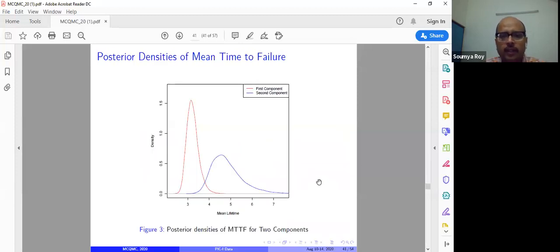Now, in reliability studies, the mean time to failure is extremely important. So we have actually drawn a sample from that mean time to failure for both these components, and this plot shows the posterior density for the mean time to failure for both the components. From this plot it is clearly visible that possibly the second component has a mean time to failure slightly higher than the first component.